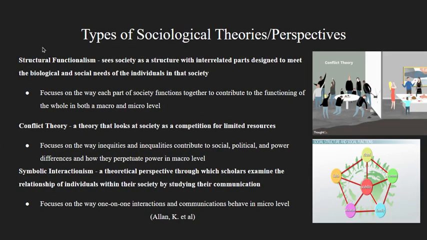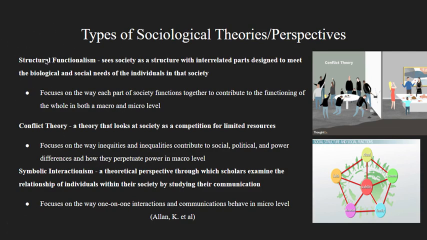The types of sociological theories include structural functionalism, which sees society as a structure with parts designed to meet the biological and social needs of the individual in that society. Conflict theory, a theory that looks at society as a competition for limited resources. And symbolic interactionism, a theoretical perspective through which scholars examine the relationships of individuals within their society by studying their communication.